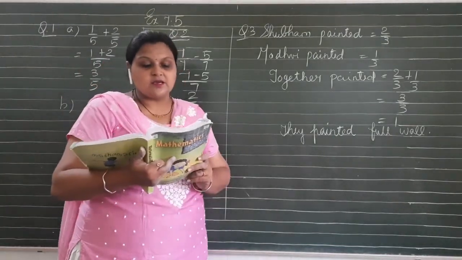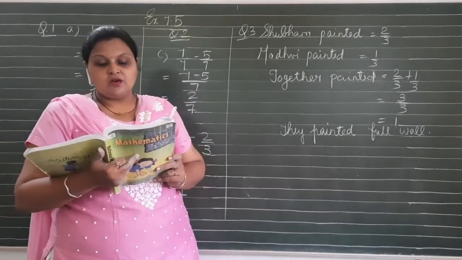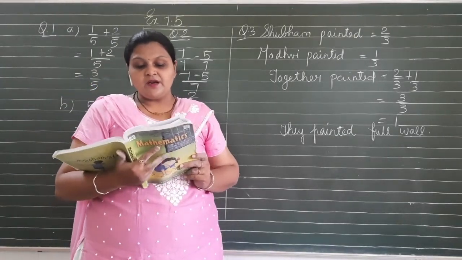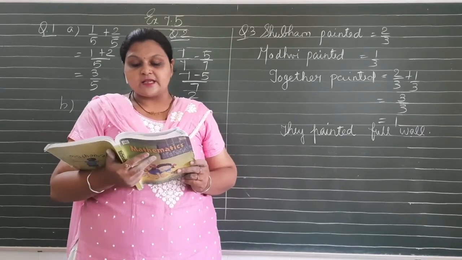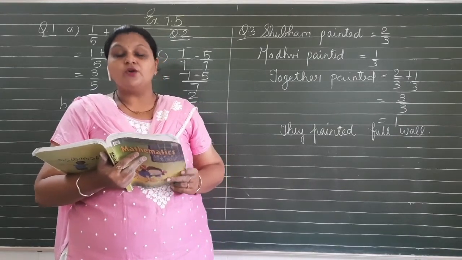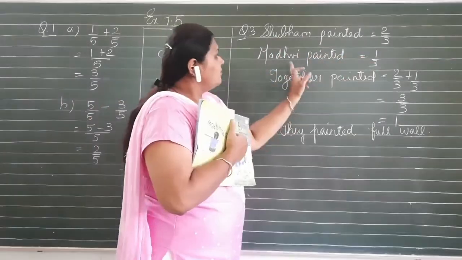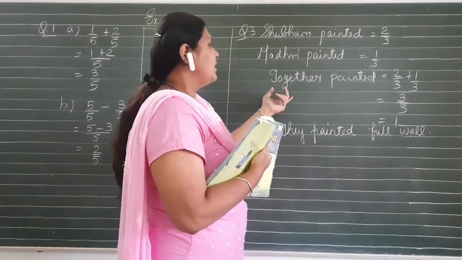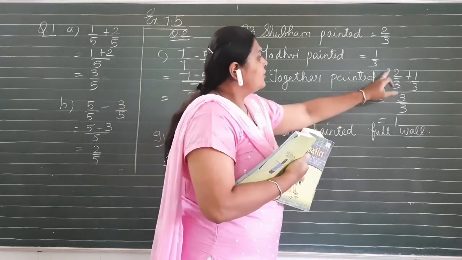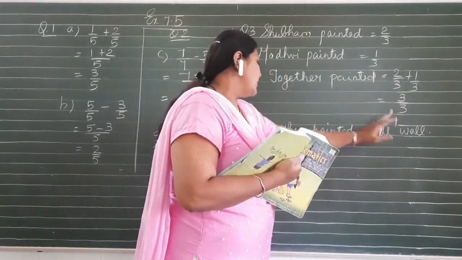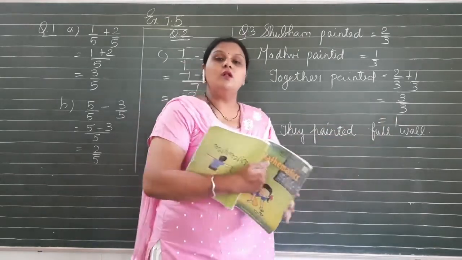Let's see third sum. Shubham painted 2/3 of wall space in his room. His sister Madhvi helped and painted 1/3 of wall space. How much did they paint together? So Shubham painted 2/3, Madhvi painted 1/3. They have together painted 2/3 plus 1/3, 3/3. That is 1. So they painted the full wall.